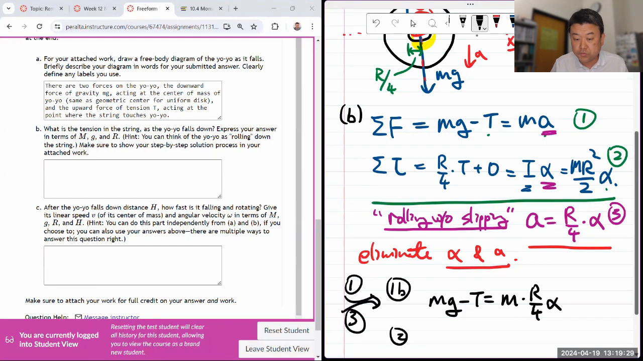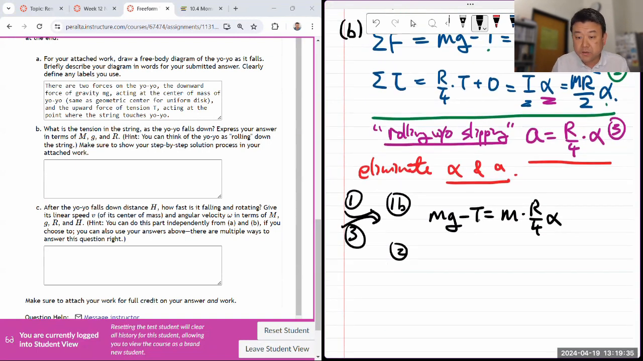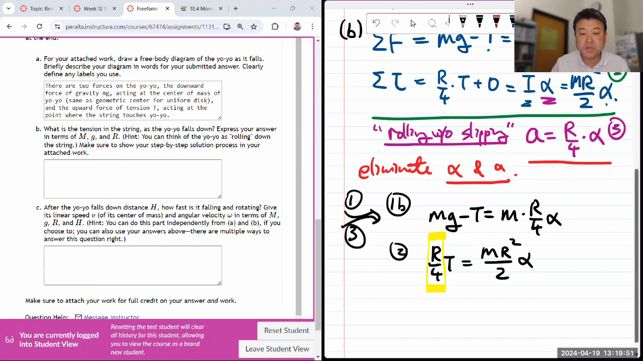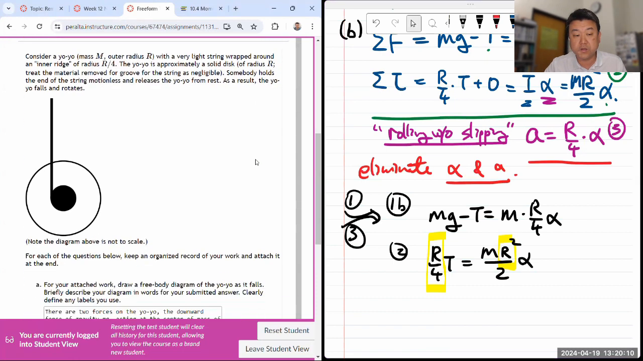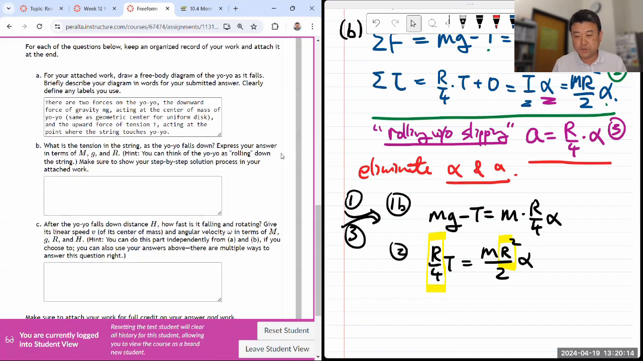Let me write down equation 2 again for comparison and kind of thinking through what to do next. The lever arm times the tension force is equal to mr squared over 2 alpha. And be careful with the difference between the lever arm distance here, which is tied to the radius of the inner reach where the torque will be generated, and the radius here. The radius here is the radius of the entire yo-yo, because we are dealing with a solid disk of radius r. That's for the rotational inertia. Make sure none of those confuse you.